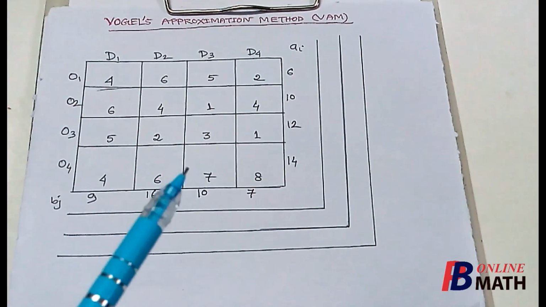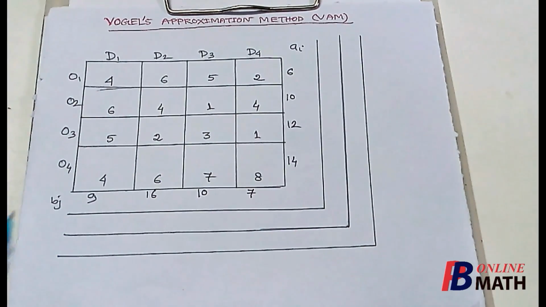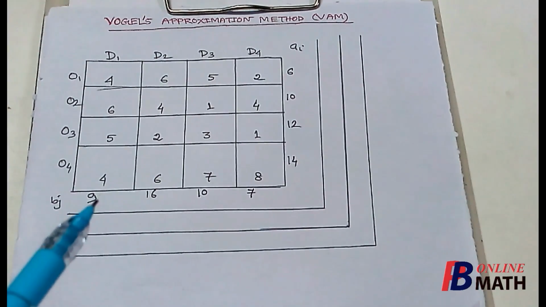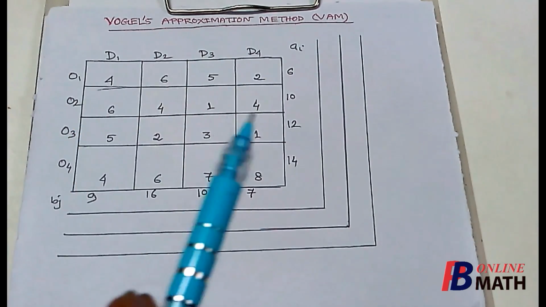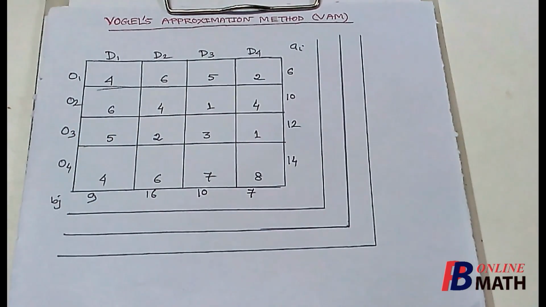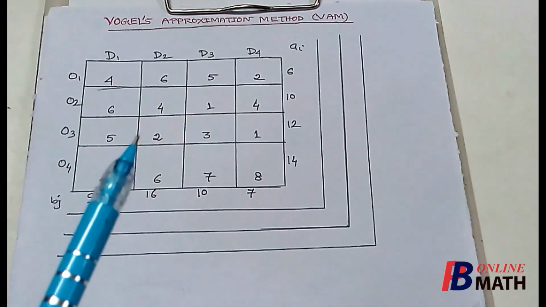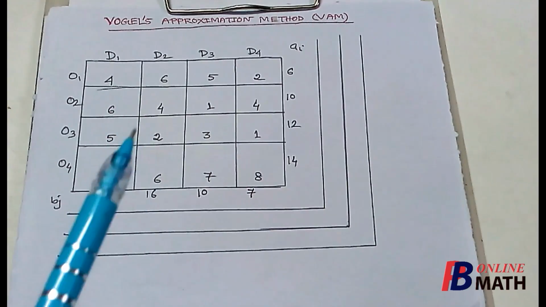So this is the given cost matrix. From here, to find the initial basic feasible solution, we have to find the minimum cost and the next minimum cost for each row and each column, and then we shall find the difference between the minimum cost and the next minimum cost of the corresponding row and column.